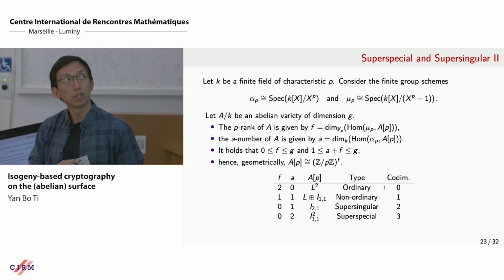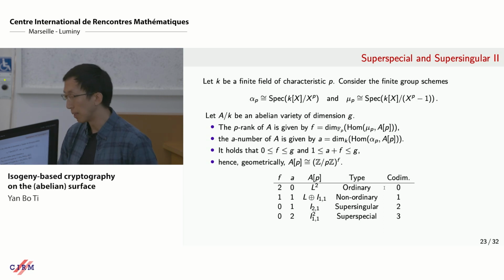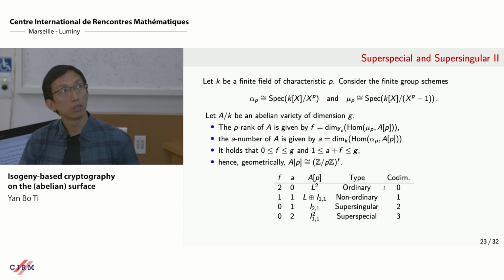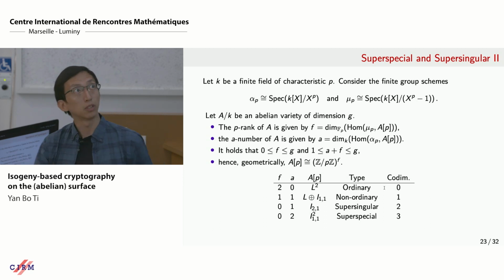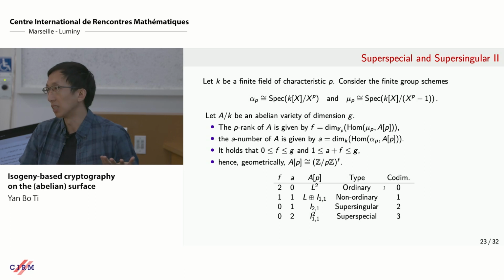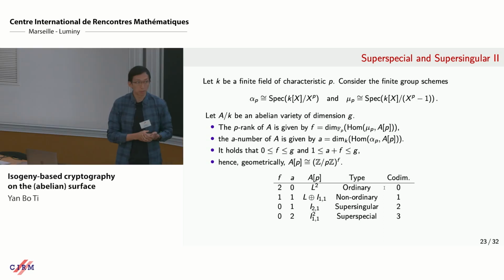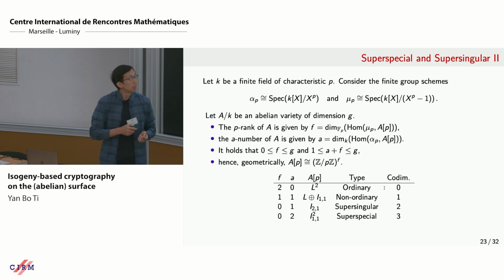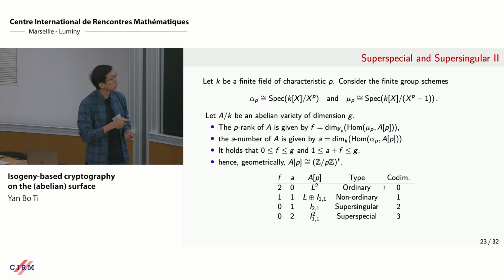So the codimension describes how large the ordinary abelian surfaces are. The dimension of the moduli space of abelian surfaces is 3. So the codimension of this is 3, which means it's large, right? Non-ordinary is slightly smaller. Supersingular, interestingly, is actually codimension 2. So that means it's dimension 1. So there's infinitely many of them. Okay, but the superspecial ones, there's only finitely many of them.